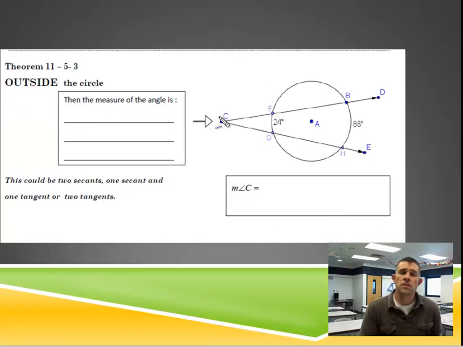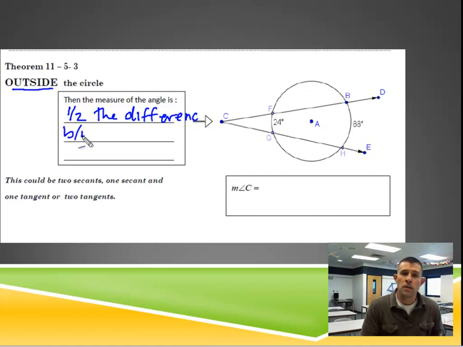Our third situation occurs when the vertex of that angle falls outside the circle. And this is we're going to be able to find the measure of this angle by taking 1/2 of the difference. Difference means subtraction. 1/2 of the difference between the two intercepted arcs.